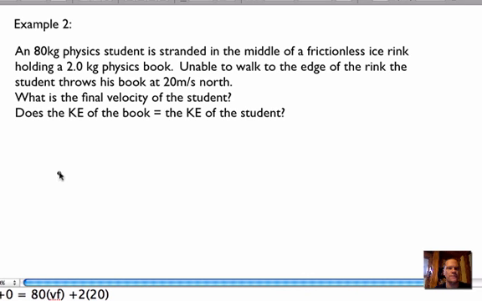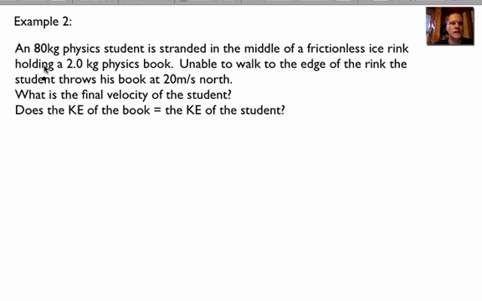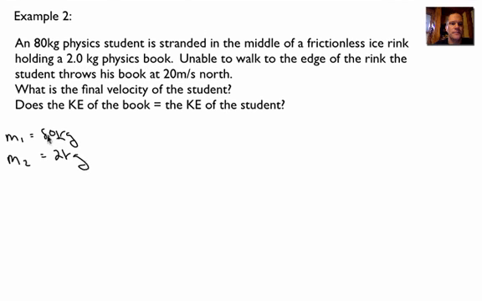All right, another example. In example 2, we have an 80 kilogram person stranded in the middle of a frictionless ice rink holding a second mass of 2 kilograms. He's unable to walk to the edge of the ice rink because it's frictionless, and he throws his book 20 meters per second to the north. So both of these originally have a velocity of 0. We want to know the final velocity of the person, and the final velocity of the book is 20 meters per second.